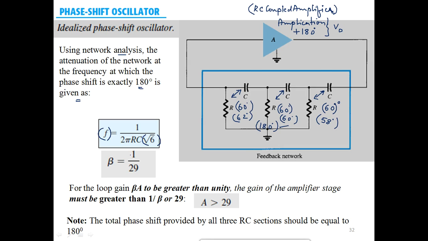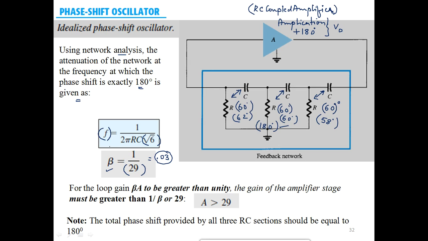Further, again mathematically it can be proved that the beta factor, the feedback factor, is 1 upon 29 for this particular circuit. What does that mean? 1 upon 29 is approximately 1 by 30, which is as good as 0.03, roughly. That's the maximum feedback factor that you can take.